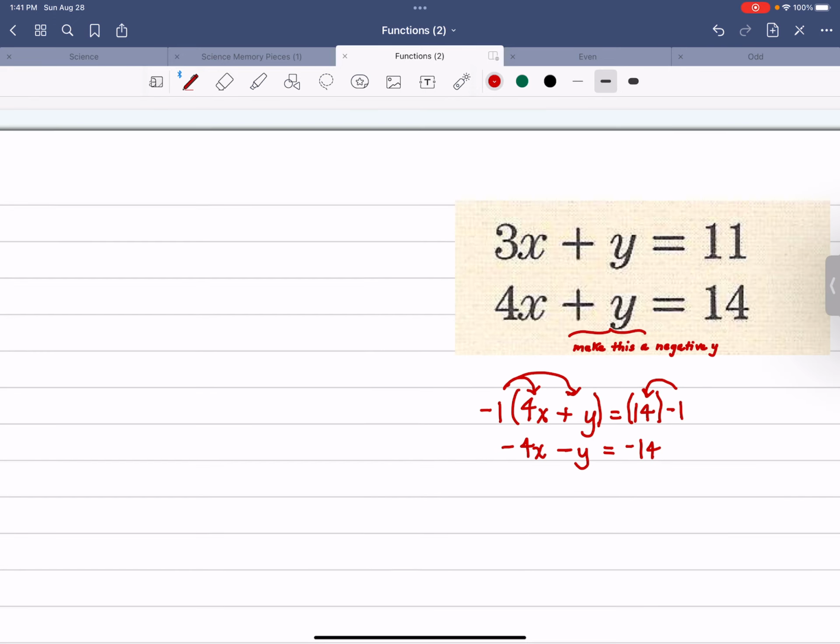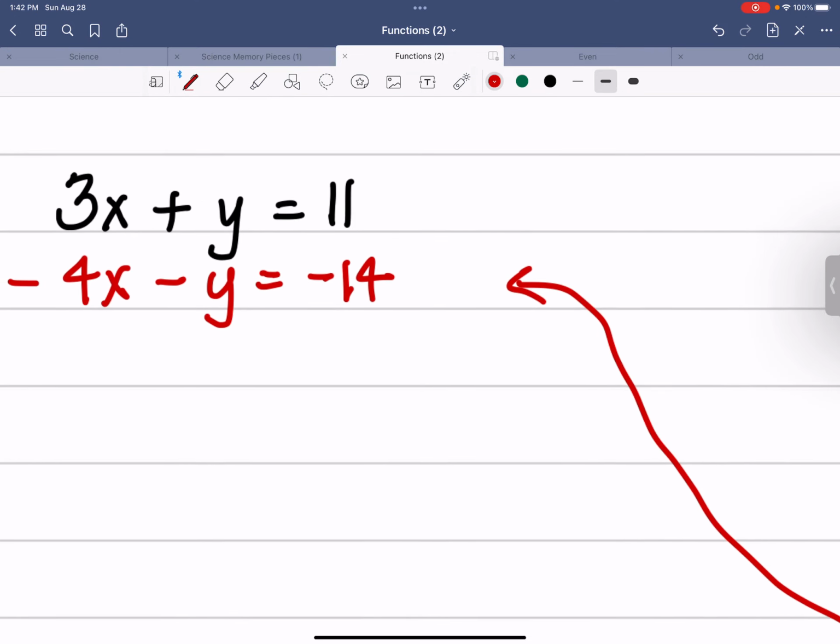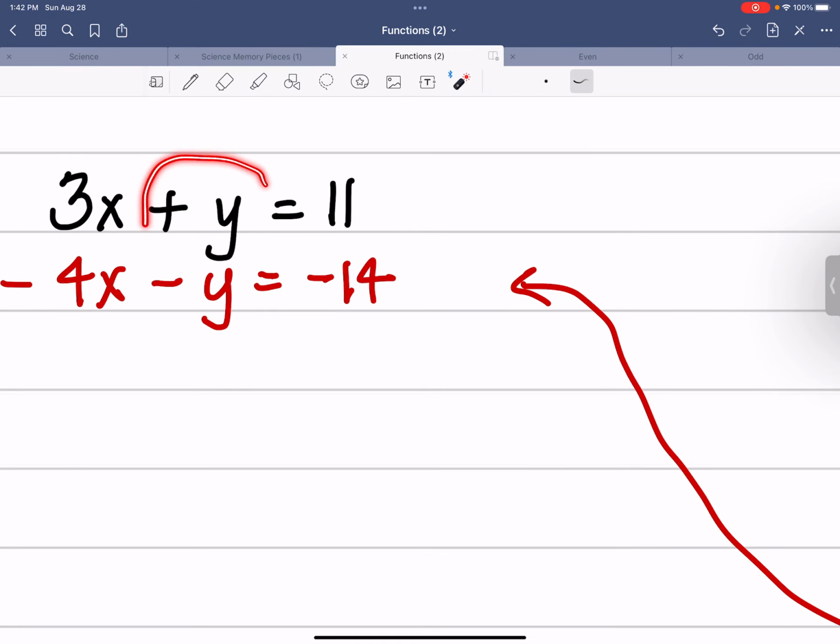So now I'm ready to solve the system. You're going to like this. 3x plus y is 11. We didn't do anything at all to that equation. So now I'm going to bring this equation right up here. Negative 4x minus y equals negative 14. Okay, now look what we have. This is what I was after. I can eliminate the y's because they will cancel.